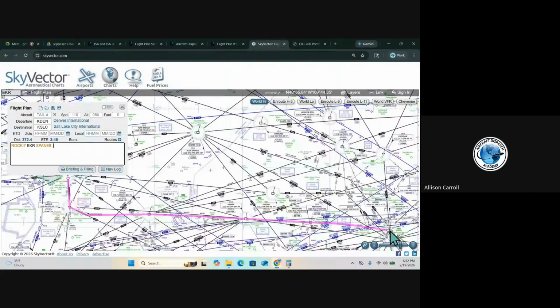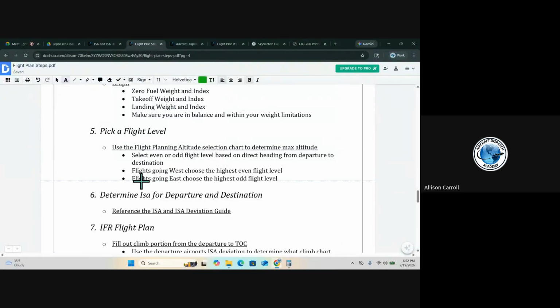In reality, we'd probably get up to maybe 34,000 feet. Usually you'd probably be at 30,000 feet, maybe 32,000 feet. But remember the flight planning steps. The flight's going west, choose the highest even flight level. If you want to just keep it simple, just go with the highest even flight level that you can do when you're going west.